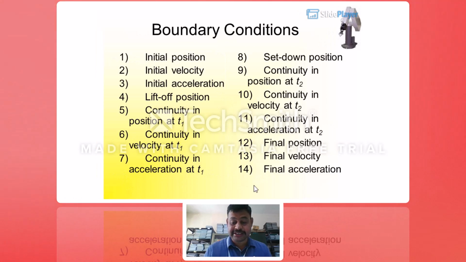Next, previously we discussed the boundary conditions for setting up a real-time application. If you want to do any project or any case study, these boundary conditions are important. What is the initial position, initial velocity, initial acceleration? Lift-off position, continuity in position at T1, continuity in velocity at T2, similarly acceleration at T1. Set down position, continuity in position at T2, right? Continuity in position, velocity, acceleration. Then finally, final position, final velocity, final acceleration. So these 14 boundary conditions in total are very important. They will be required to control any application.